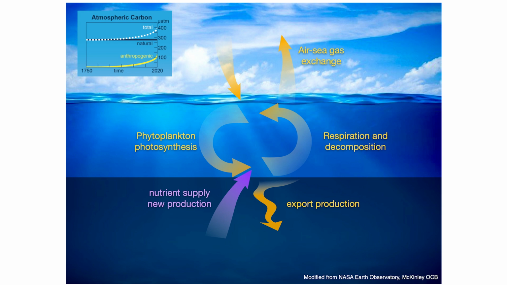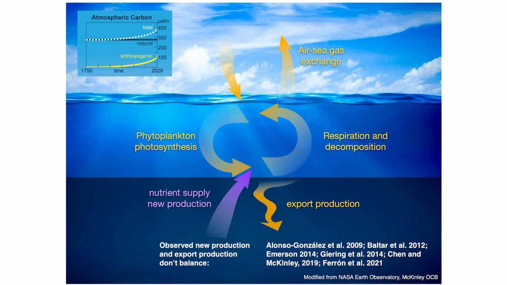And so on the broad scale, we think that new production, as Stukel was just telling us, and export production should be related to each other somehow, that our nutrient supply should relate to the amount of export we have. Observations have shown that we're so far not able to balance new production and export production. Particularly these studies are from the subtropics, but I think this holds true across much of the ocean. And so that, I would say, is a key target in our understanding of some of these surface processes.